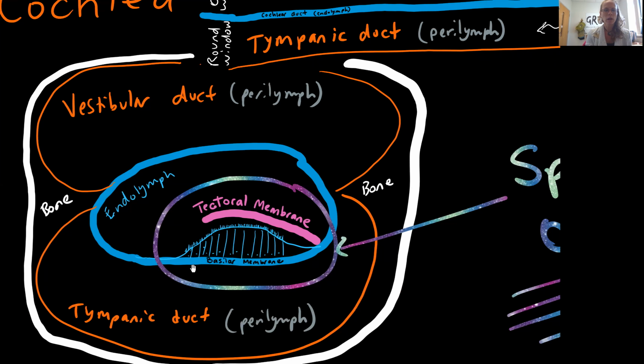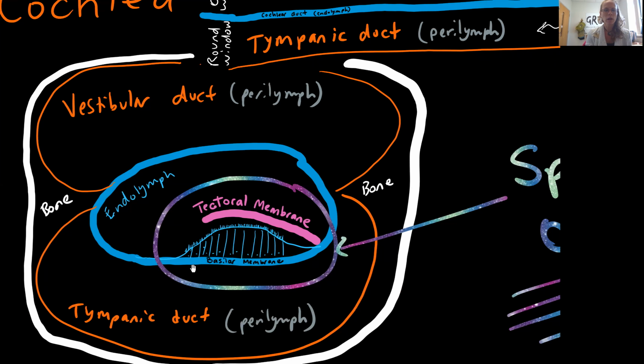Here's my super zoomed in picture of my spiral organ. So again, tectoral membrane on the top, basilar membrane at the base, and here are my mechanoreceptors, my hair cells. My mechanoreceptors have those cilia sticking up. They're called stereocilia. Notice you have a tall one and they get shorter and shorter as they go down. So this really allows for some sense of directionality.